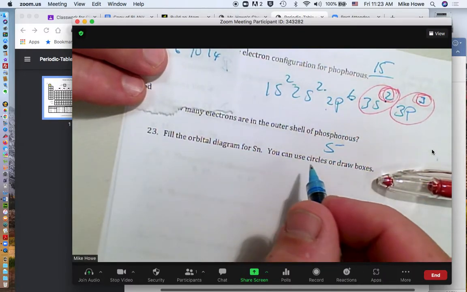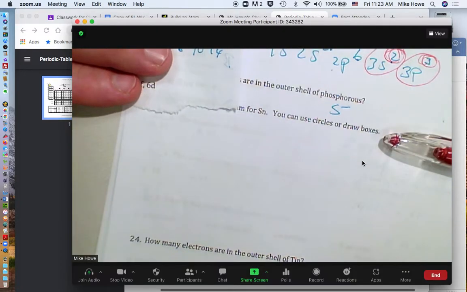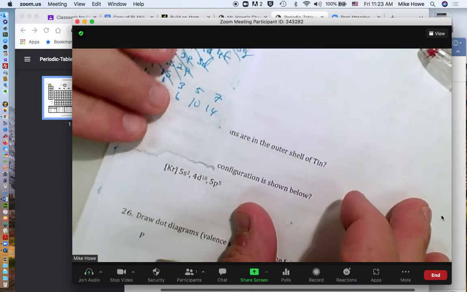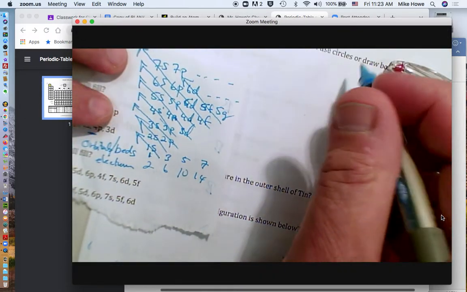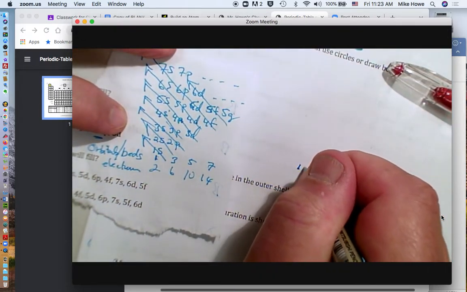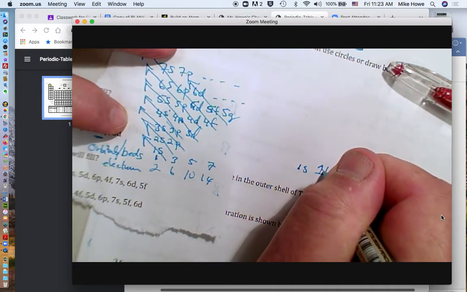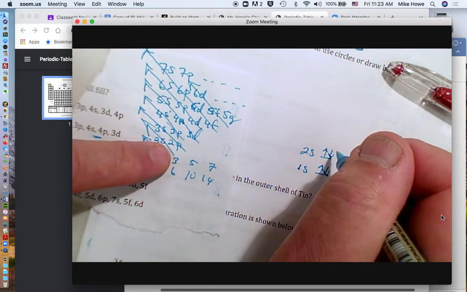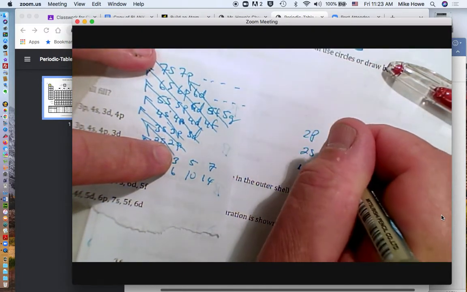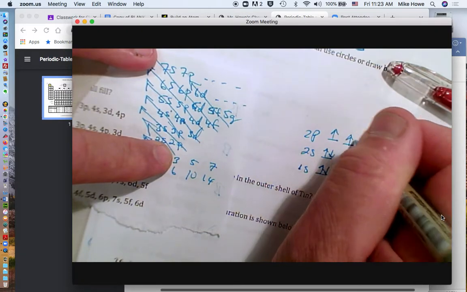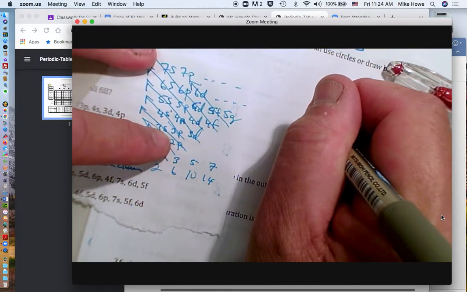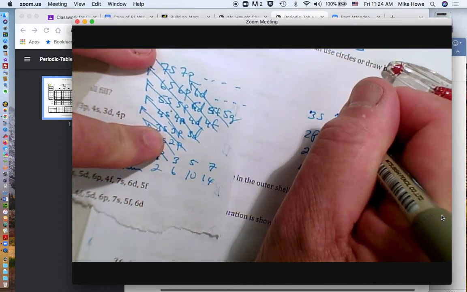All right, the orbital diagram for tin, you can use circles or draw boxes. So here we go. Tin has 50 electrons. So we're going to use the diagonal rule and think about the number of orbitals. For the s sublevel, 1s you'd have 2 electrons. And the 2s has 1 orbital, 2 electrons. After the 2s is the 2p. It has 3 orbitals. I'm up to 10 electrons. After 2p comes 3s, has 1 orbital, 12 electrons.